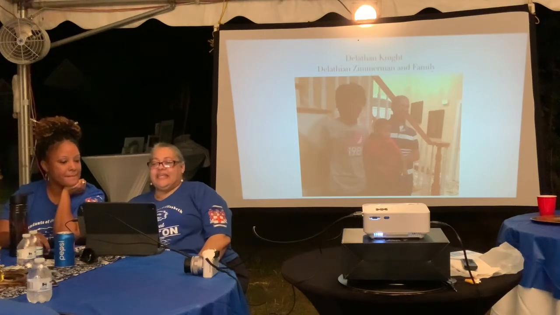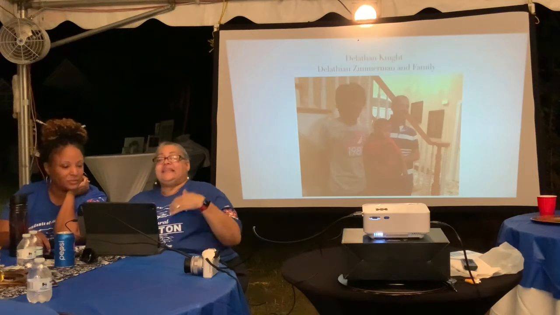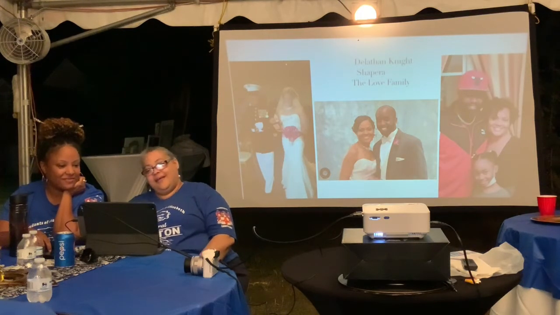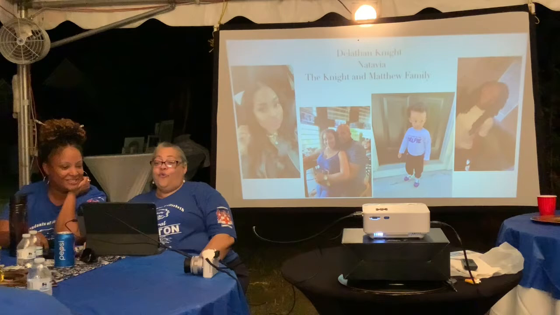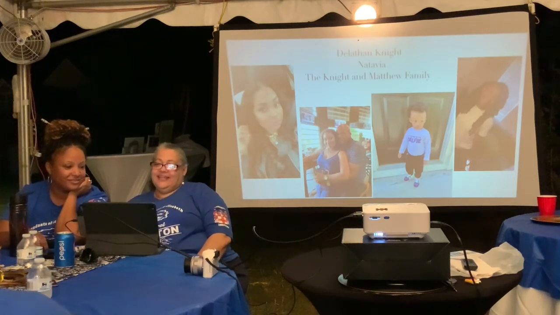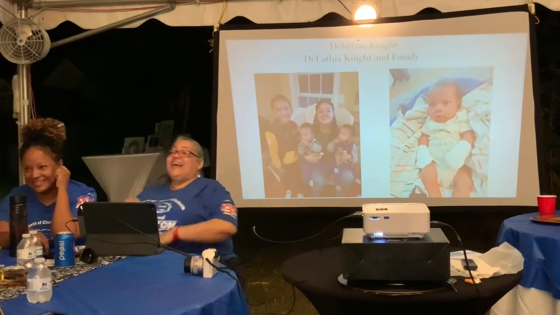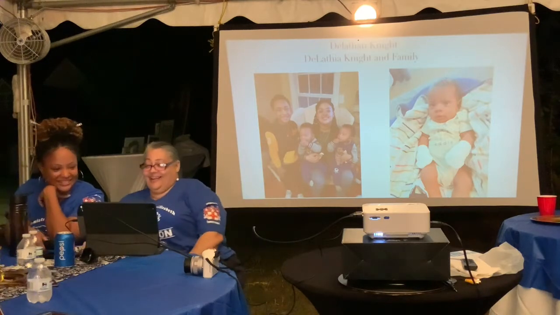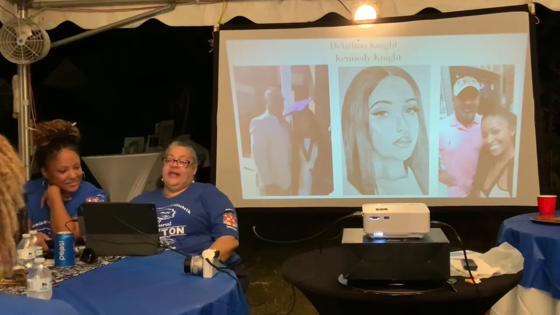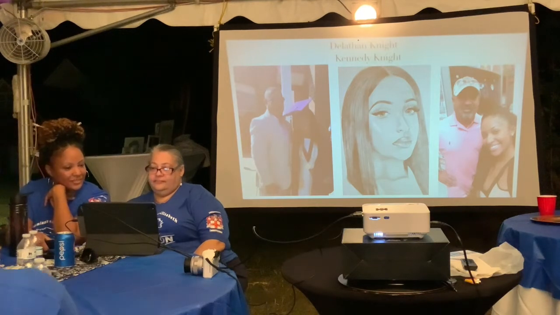We have Delathian and his boys. We have Shapara, her family. We have Natavia, her family. Hey, Keiston. We got the biggest tribe. Delathian and all the children. We have Kennedy, and Isaiah drew the picture of Kennedy in the middle. Kennedy, Simone.